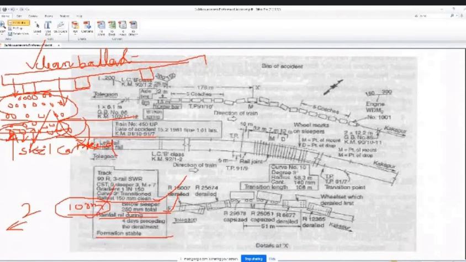Then the formation is stable. Formation means the soil below, the sandy soil, and you have to explain that, or normally you can write stable or unstable. That means if it is moving due to draining, if there are no rains, it is normally stable. If rain is there, you can write unstable.